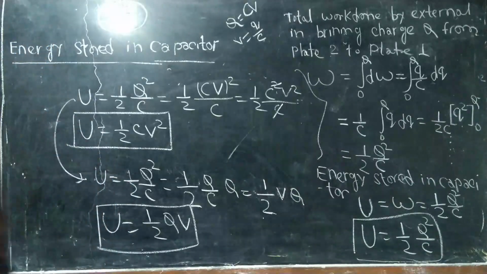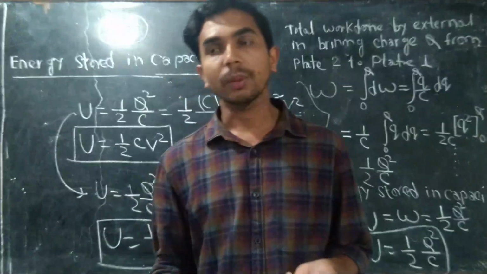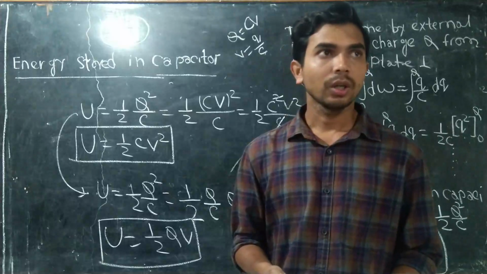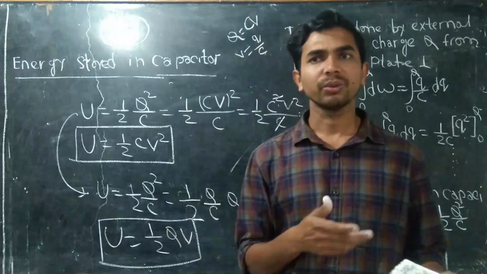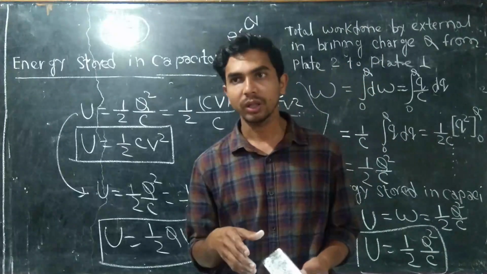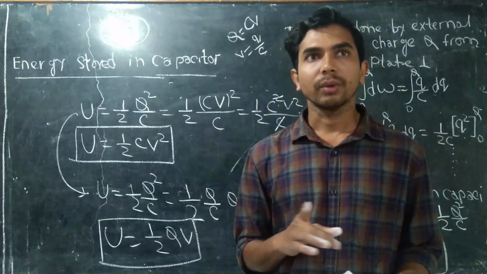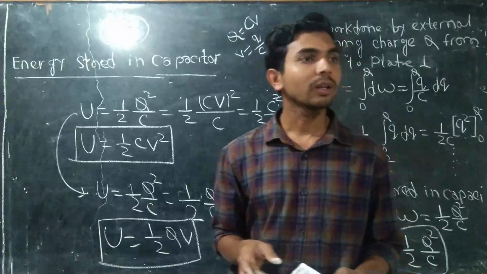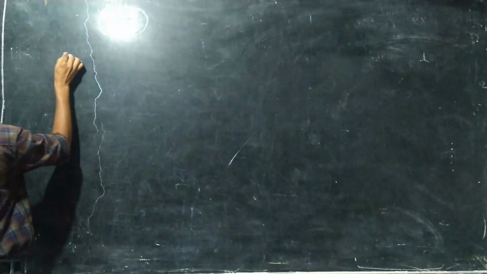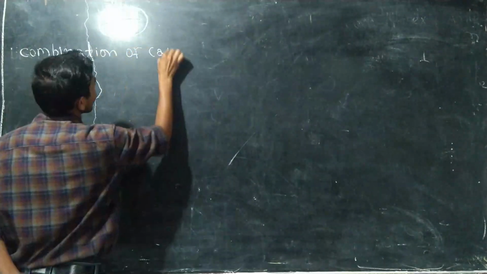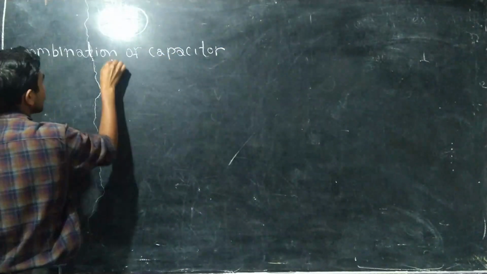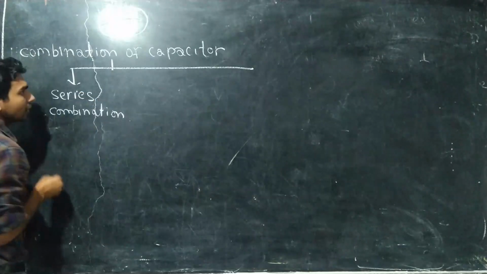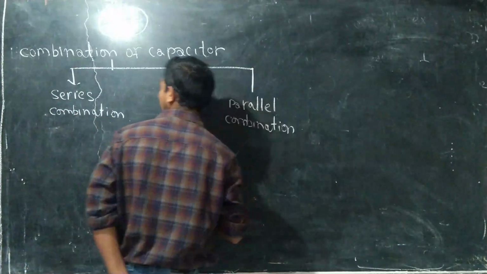I hope everything is clear to you. Next I am going to discuss combination of capacitors. Basically two types of combination of capacitors are given in your books. Many combinations are possible, such as mixed combinations, but those are not given in NCERT, so I am not going to discuss them. I will discuss only the series combination and the parallel combination.